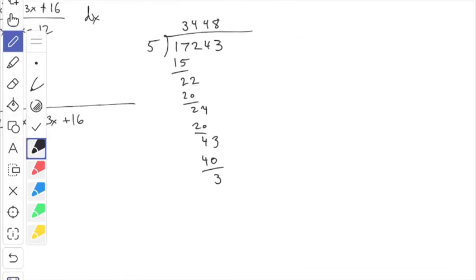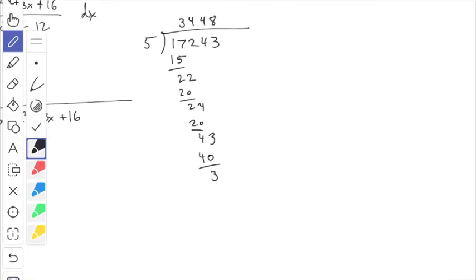And so my final answer, when I did this in fourth grade or whatever, my teacher said write your answer like 3448 R3. The only time in your entire life when you get an answer with the letter R in it. Really, this is a strange notation that's used only by fourth graders when they're doing their long division homework. The true answer to this is that 17,243 divided by 5 equals 3,448 plus 3/5. That's the remainder part. This is how you write the answer in ordinary context other than fourth grade.